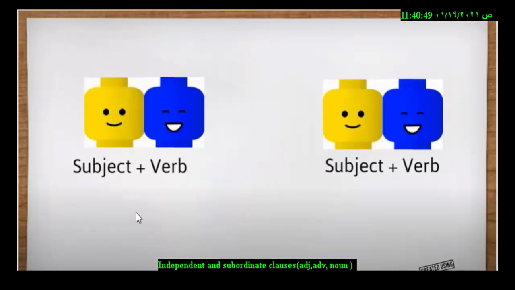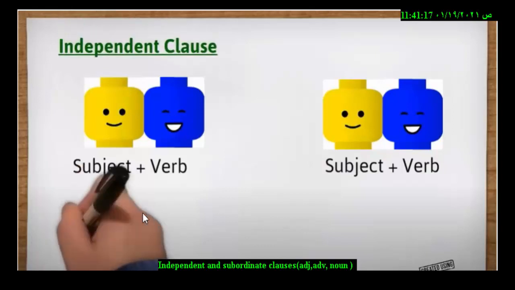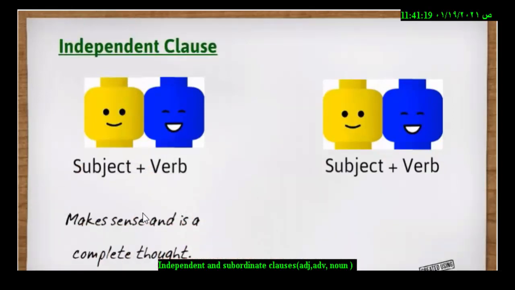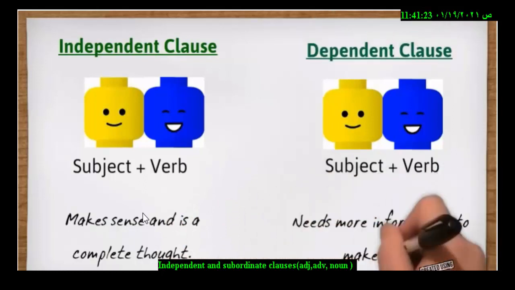So as you know, a clause is a group of words that has a subject and verb. Whether the clause is dependent or independent, you can also call it subordinate. Some books call it subordinate, some books call it dependent, but it's the same. Whether the clause is dependent or independent, it must have a subject and verb. But what makes it dependent or independent? An independent clause makes sense and is a complete thought all by itself. A dependent clause needs more information to be a complete thought.